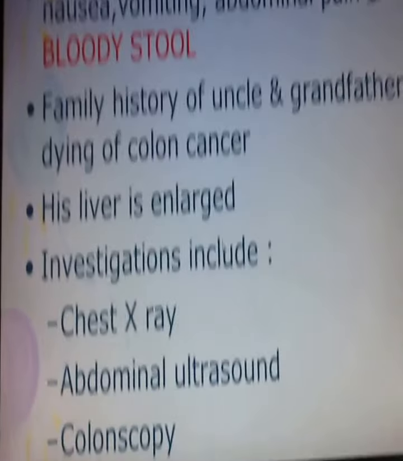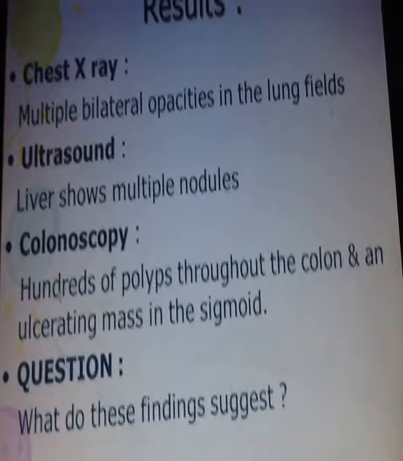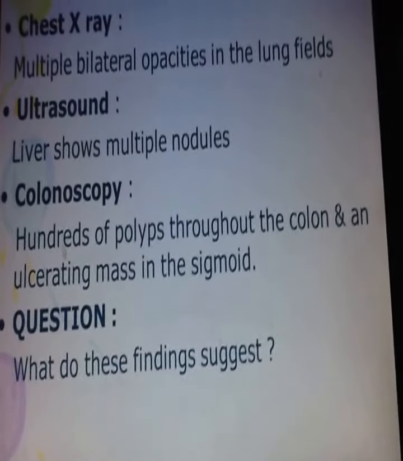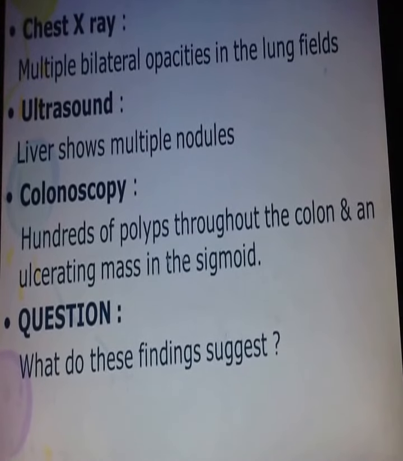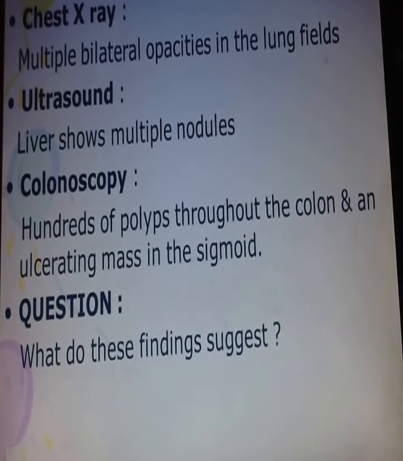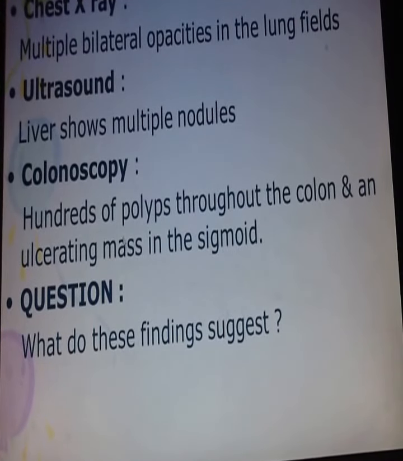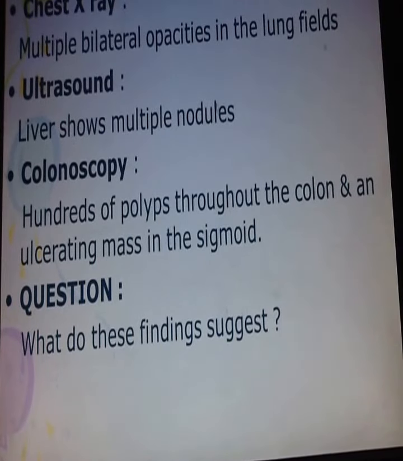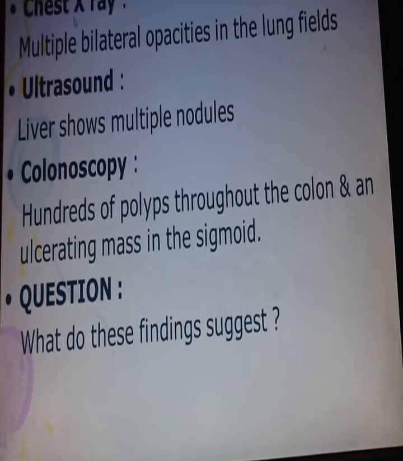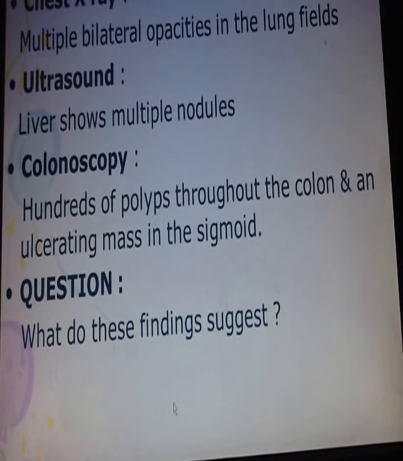So what did those tests reveal? First, let's start with the colonoscopy. It showed hundreds of polyps throughout the colon and an ulcerating mass in the sigmoid. So this patient had hundreds of polyps and an ulcerating mass in the sigmoid. The ultrasound showed that the liver was enlarged by multiple nodules, and the chest X-ray showed multiple bilateral opacities in the lung fields. So what does this all suggest?